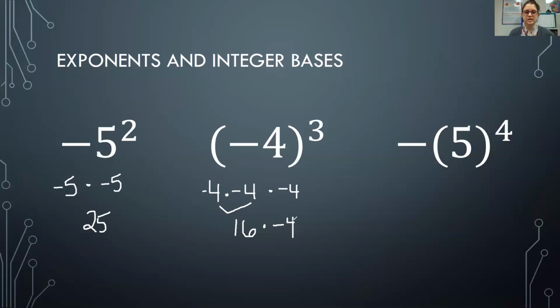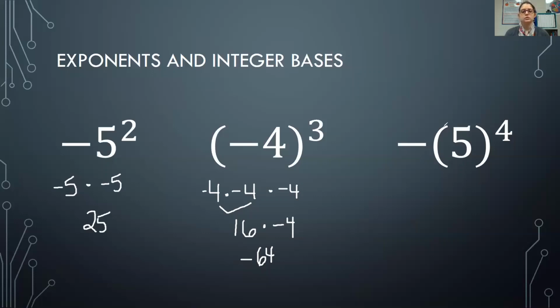So we have 16 times negative 4. I know 16 times 4 is 64. I have a positive number times a negative number, and that makes a negative answer. So negative 4 to the third power is negative 64. Now, this looks the same, but our negative sign is on the outside of the parentheses.